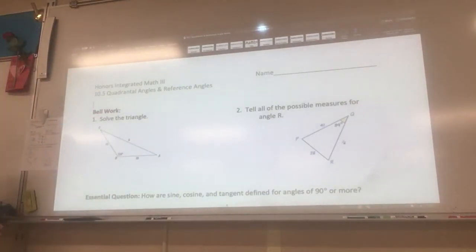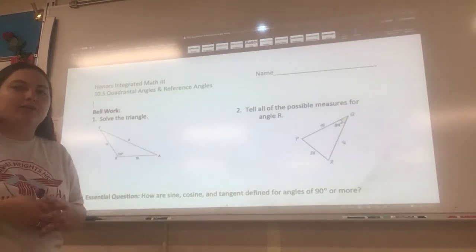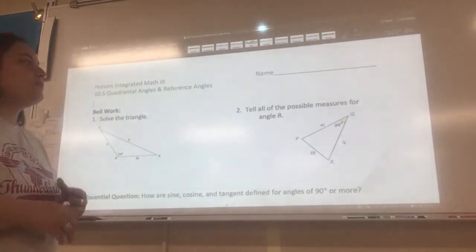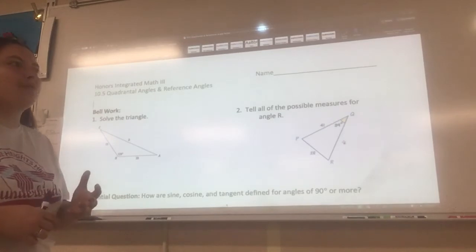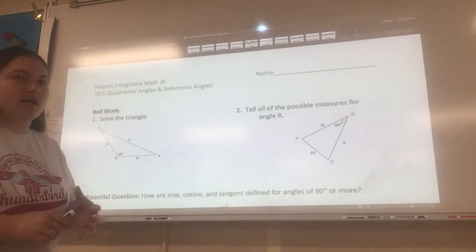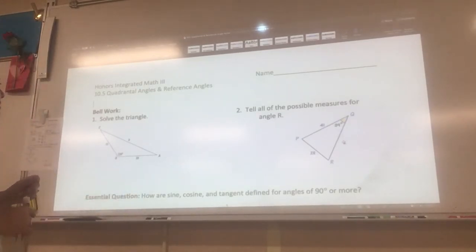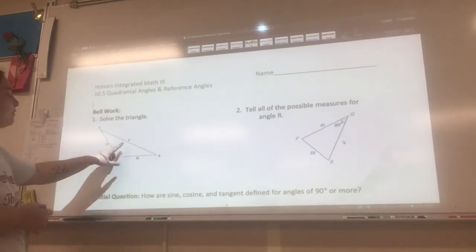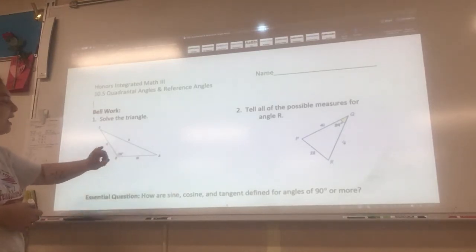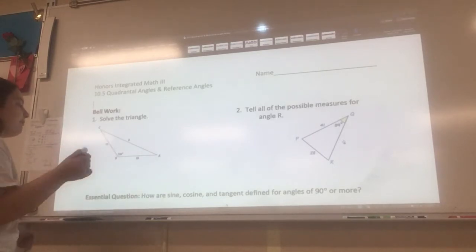Okay, so today we're going to be starting 10.5 quadrantal angles and reference angles. But first we're going to get into some bell work, remembering how to use the law of cosines and the law of sines. So our first one is we need to solve the whole triangle, meaning we're going to have to solve for the side length B, angle A, and angle C.